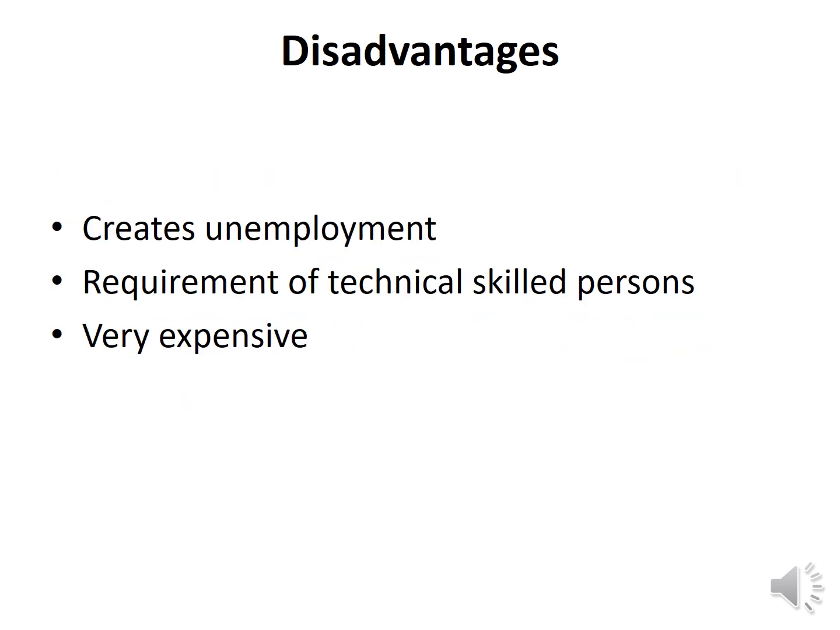There are some disadvantages of computer systems. They create unemployment, as computers can do different work. Some employees can lose their jobs, because a computer can perform several works in a short time. Requirement of technically skilled persons: if there is no technically skilled person to maintain the computer, it cannot function very well. And then some of them are very expensive.